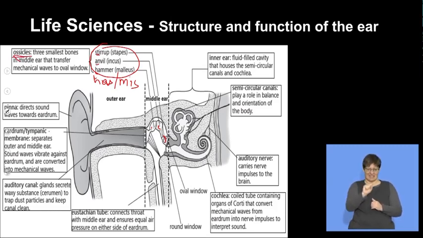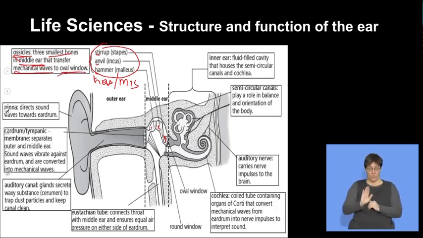And what are their functions? Like I said, they are the smallest bones. They are there in the middle ear to transmit the vibration waves to where? To the oval window.